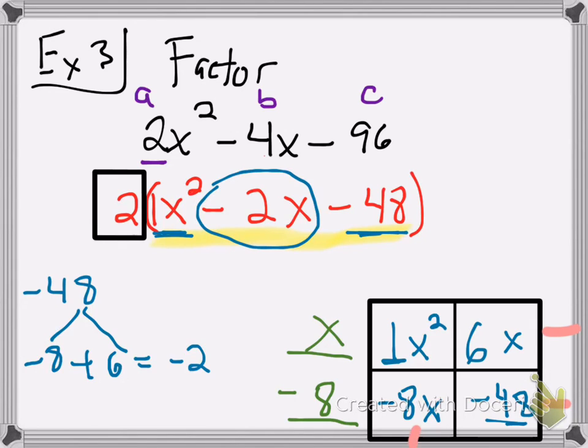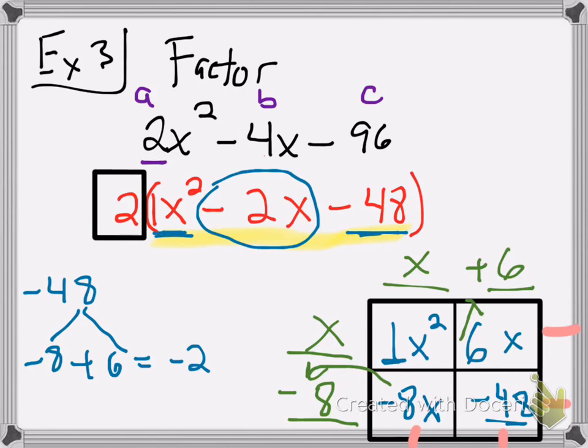Now we've got to do the columns. Sorry, I must have hit a wrong button. Both of these have an x. The greatest common factor of 6 and 48 is 6. 6 is positive, so that's going to be positive. This is negative, so that's negative.